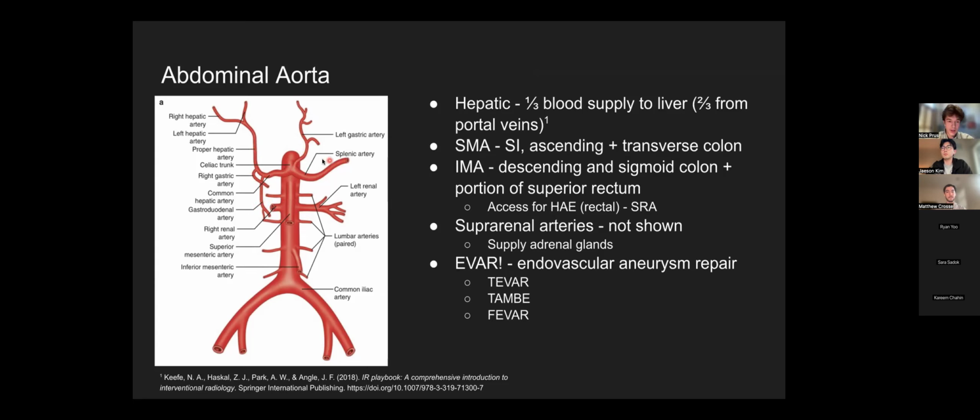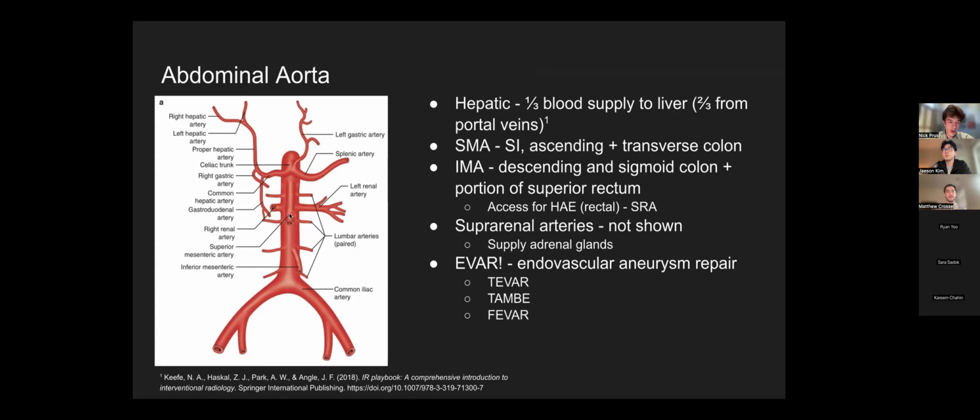Right below the celiac trunk, you have the superior mesenteric artery, quite a large structure. It provides blood supply to the small intestine and then the ascending and transverse colon. Running inferior to that, you have a bunch of the lumbar arteries, which are paired bilaterally, and then you also have the right and left renal arteries. Not shown in this image are the suprarenal arteries. They supply the adrenal glands.